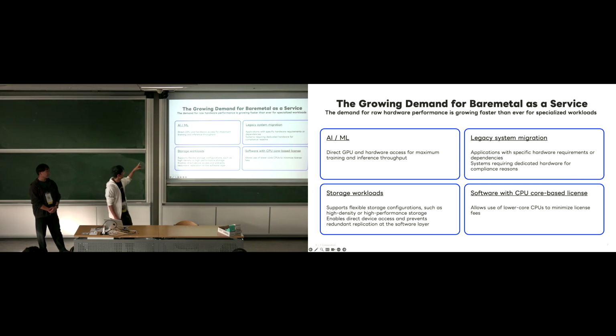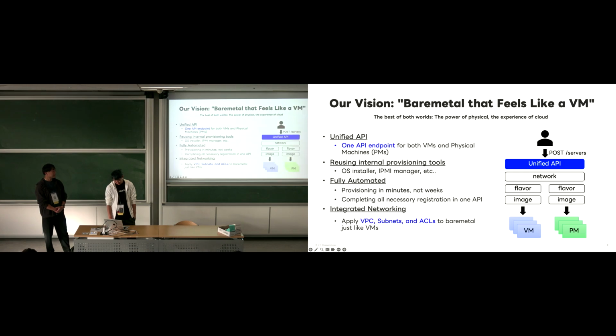They want direct GPU and hardware provisioning attached to the physical machine, and they like to use it for AI or machine learning. The other one is legacy system migration and storage workload. The last is software with CPU core based licenses. These are the current demands for why Baremetal is required.